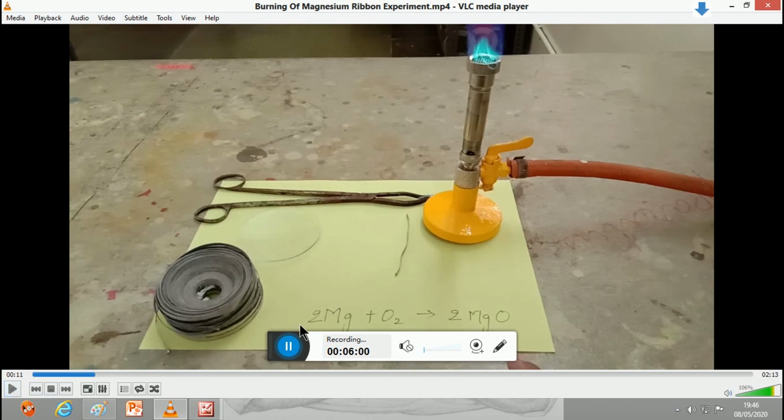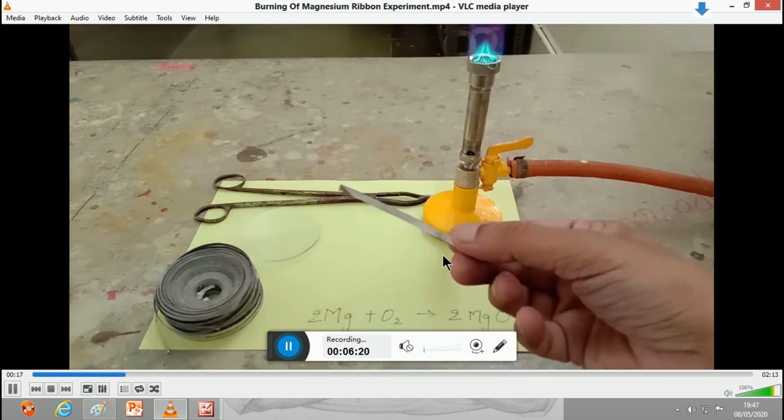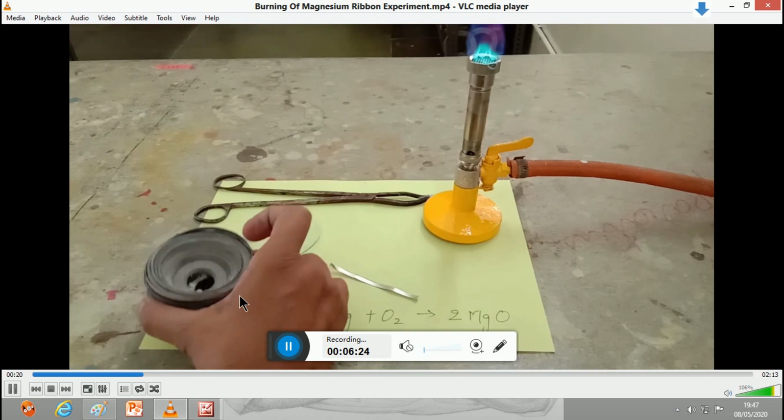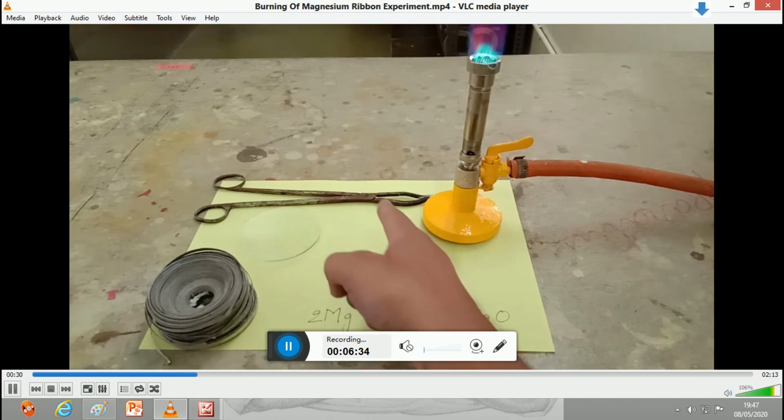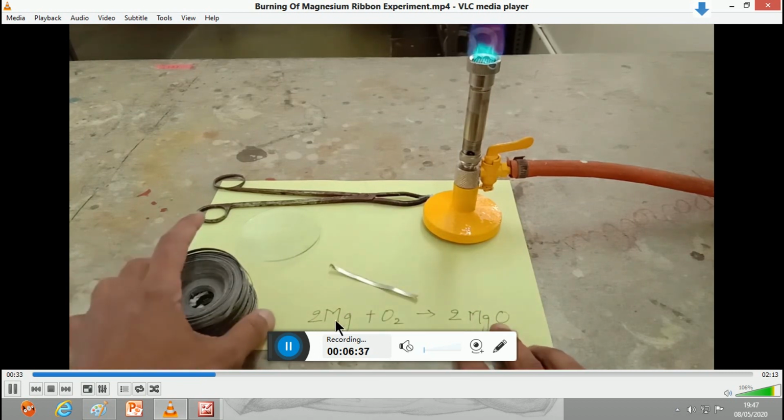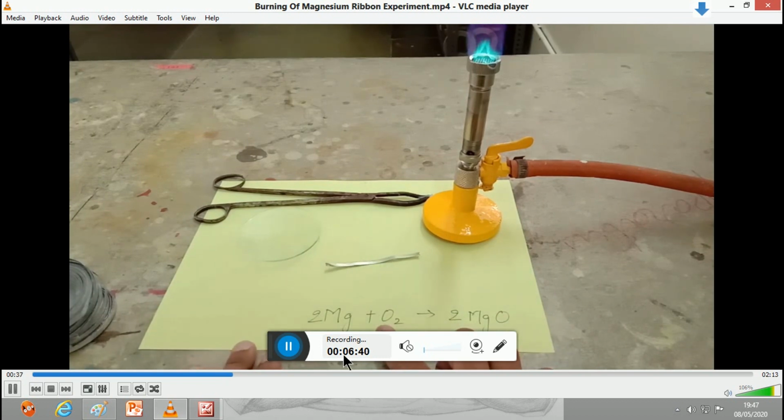Look at this experiment. This is magnesium ribbon, a pair of tongs, Bunsen burner, a piece of magnesium ribbon, watch glass. Now in this case we cut a piece of magnesium ribbon from this ribbon. We took a few drops of water here, and a pair of tongs, and the reaction is 2Mg plus O2 gives 2MgO. This is a balanced chemical reaction. This is white in color.